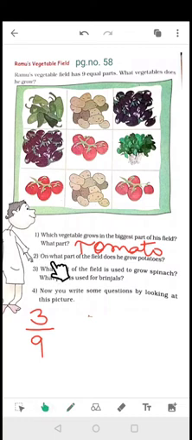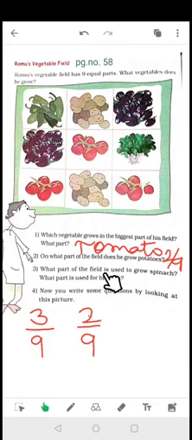Second, on what part of the field does he grow potatoes? Again for potatoes, 9 equal parts. In how many parts can you see potato? 2 parts. 2 upon 9. So here will come 2 upon 9.